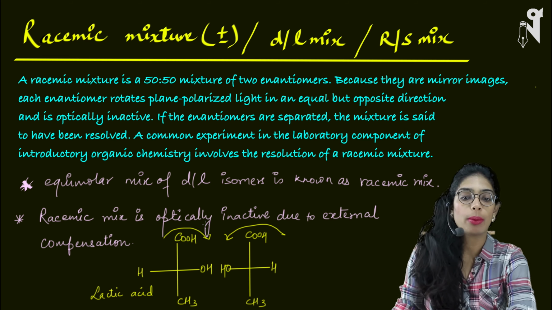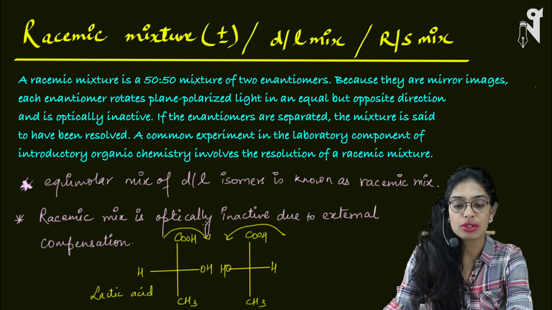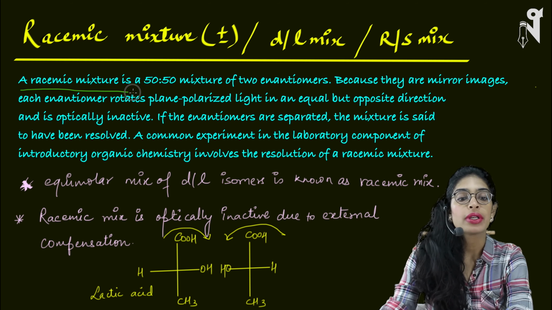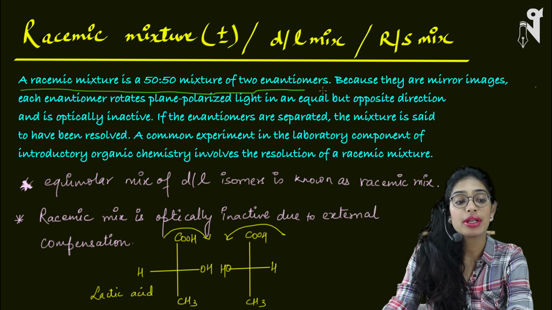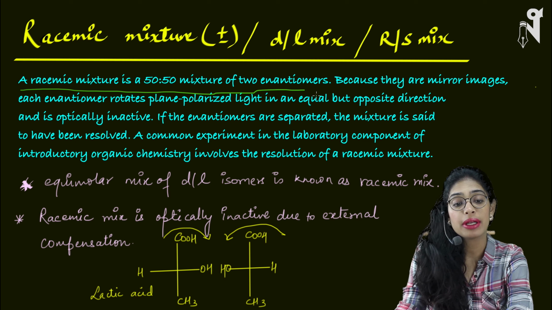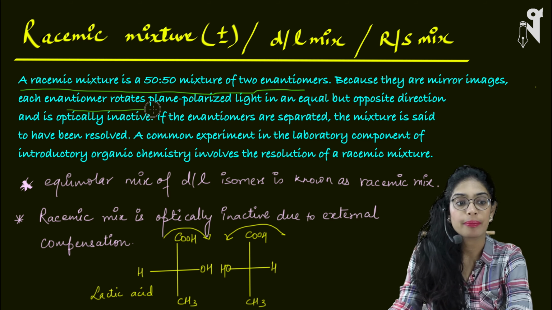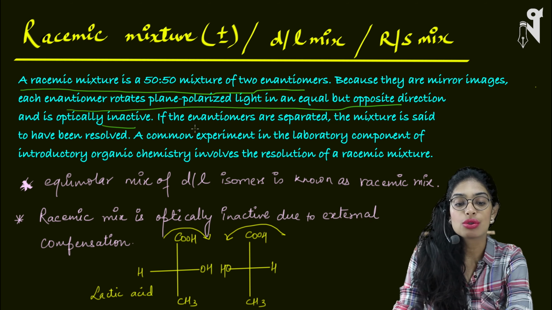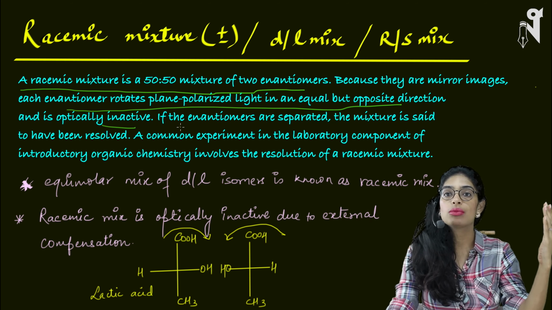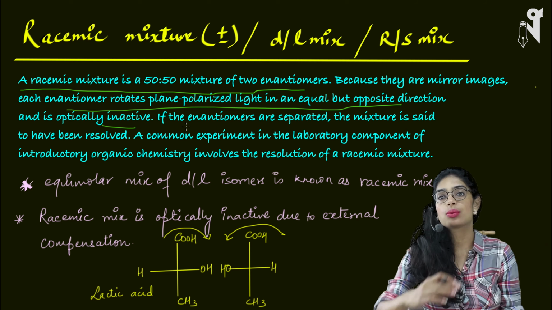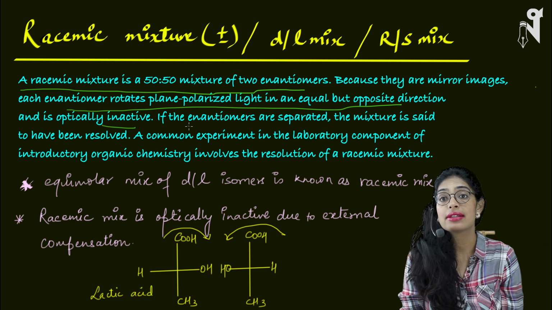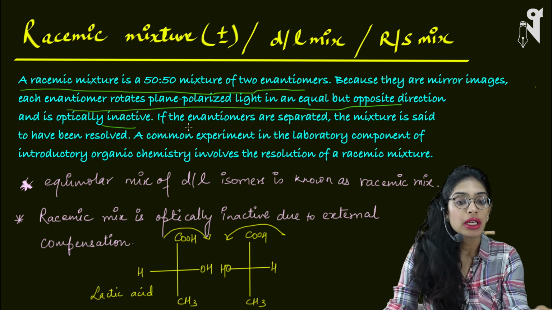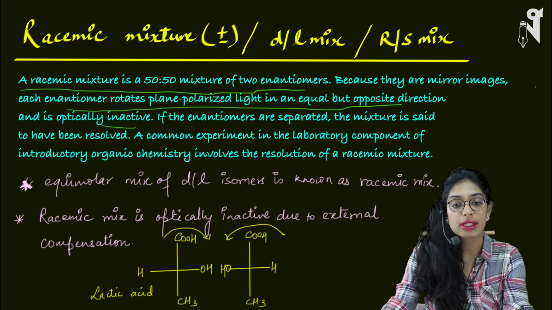So let's very quickly go by the definition. The definition says the racemic mixture is a 50-50 mixture of two enantiomers, because they are mirror images of each other, and they rotate the plane polarized light in equal but opposite directions. The solution is optically inactive. Why is it inactive? Due to external compensation, because one moves the light towards the left and one moves the light towards the right at the same angle, and hence the deviations get cancelled. If the enantiomers are separated, the mixture is said to be resolved.